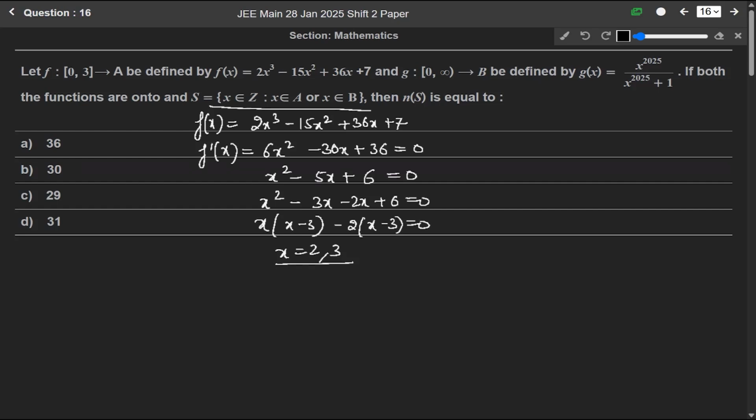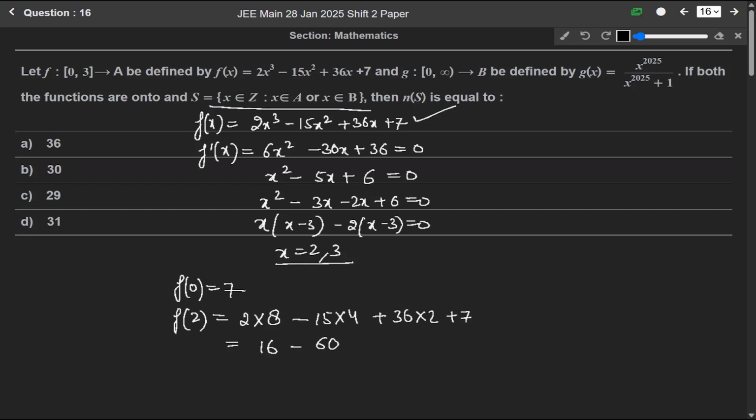So now putting these values in this f(x), let it start from 0. Okay, so f(0) will be 7. Okay, and when we put 2, f(2) will be 2 into 2 cube, which is 8, minus 15 into 2 square plus 36 into 2 plus 7. So it will be 16 minus 60 plus 72 plus 7. So it will be 35.